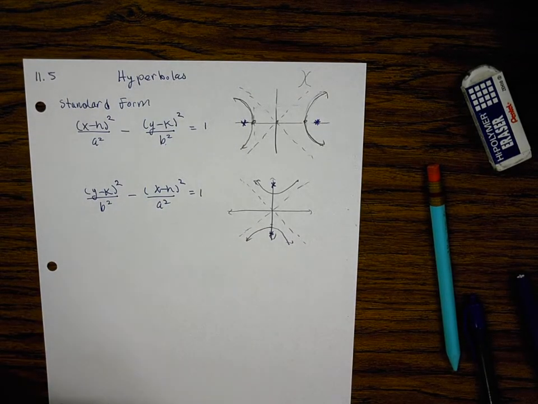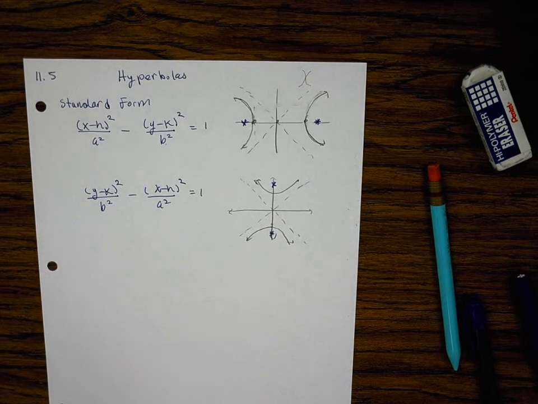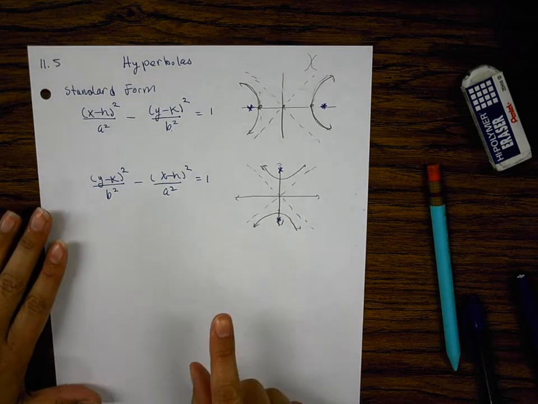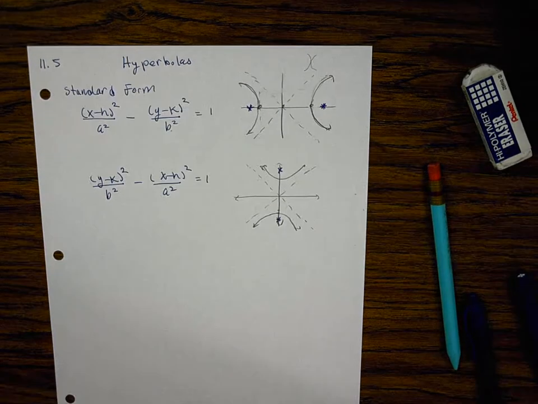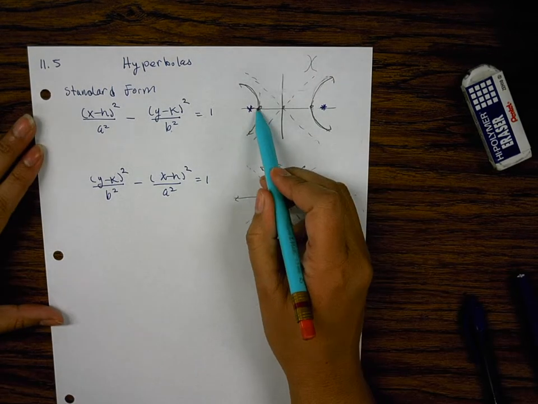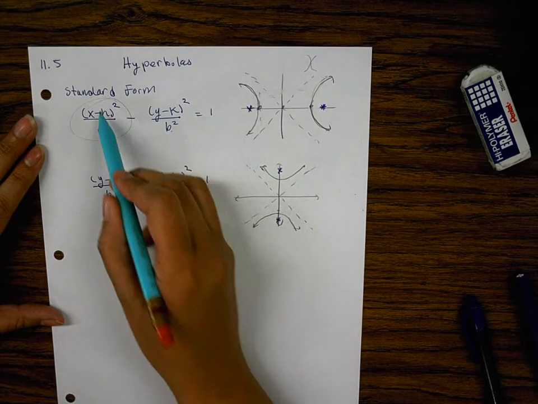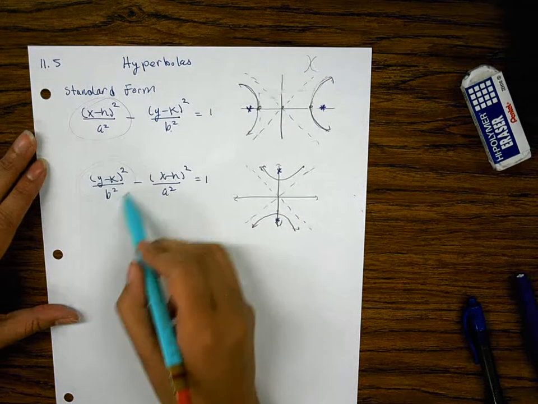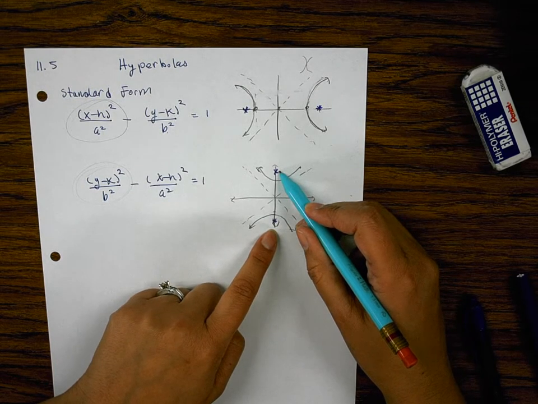The vertices and the foci have nothing to do with the major axis. Keep that in your head. Major axis is only for an ellipse, not for a hyperbola. We don't care about the major axis here. What matters is what comes first. So I'm going to say that again. The vertices and the foci are not on the major axis. It depends on what letter comes first. If the x comes first, the vertices and the foci are going to be right and left. If the y squared comes first, the vertices and the foci are going to be up and down. Nothing to do with the major axis.